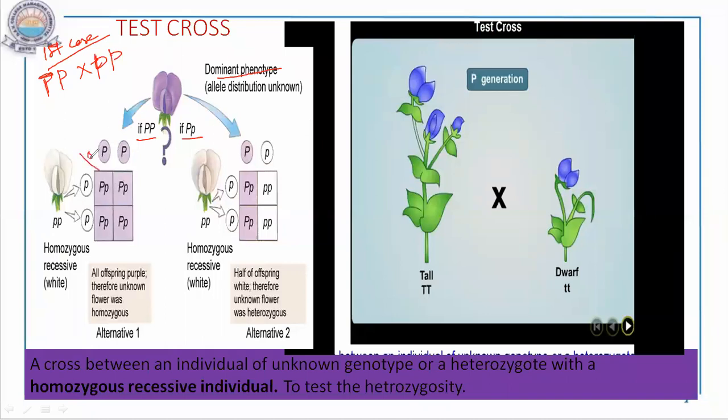Suppose this is the male parent with dominant phenotype, capital P are the alleles, and the respective gametes you can see written here. Suppose the female parent is the recessive one, small p, which I have taken. After I do this cross, what will I get? A combination of capital P small p, capital P small p, capital P small p and capital P small p. Am I correct? So all offspring are purple. All offspring will be purple, yes or no?